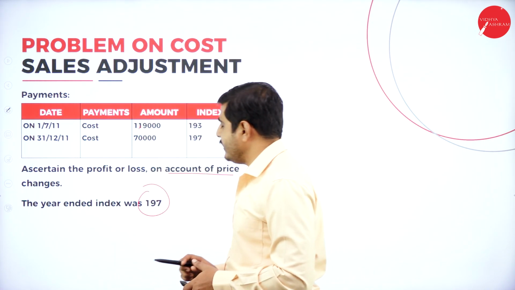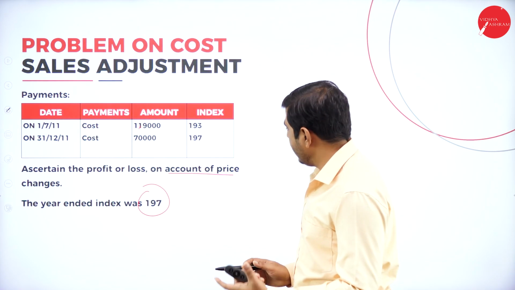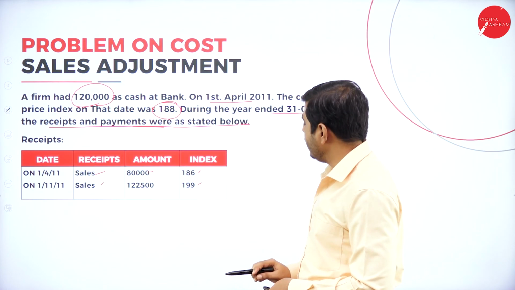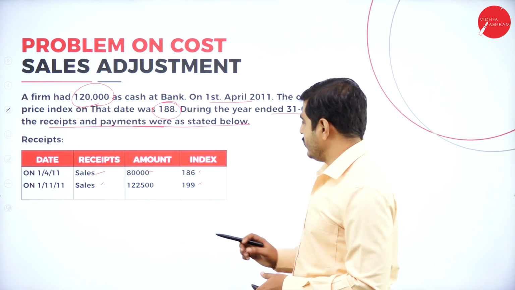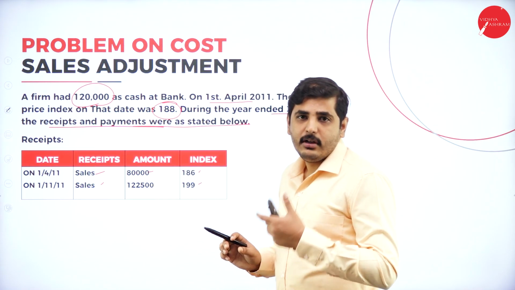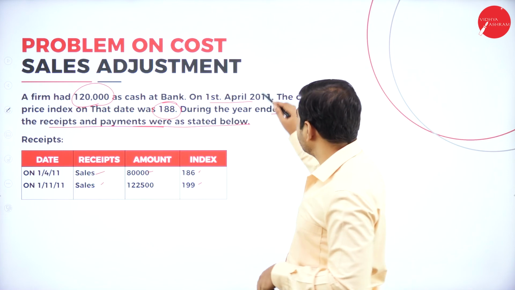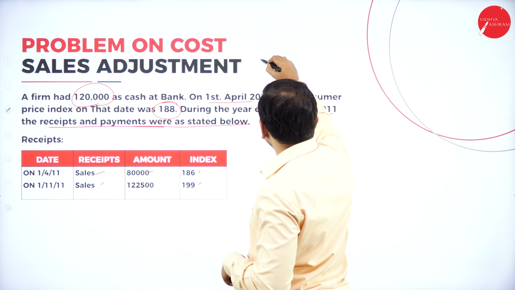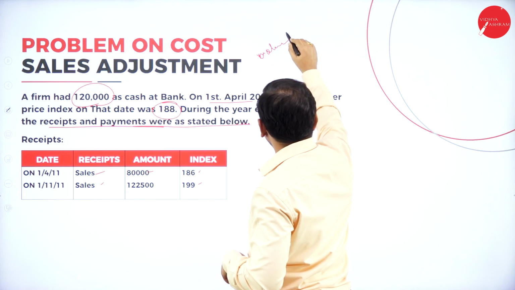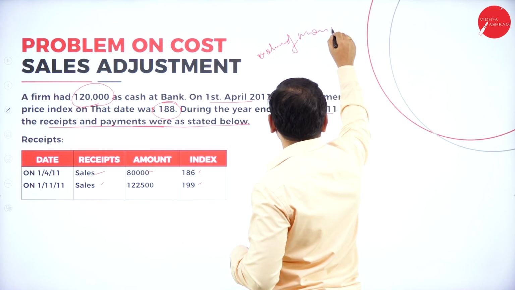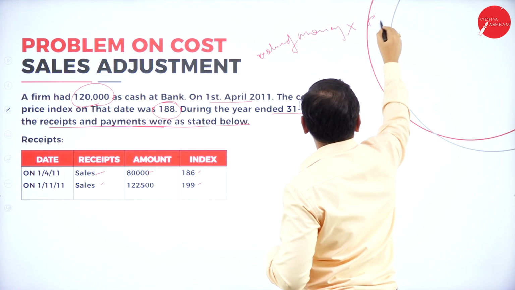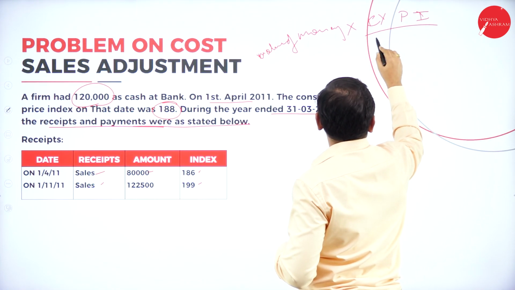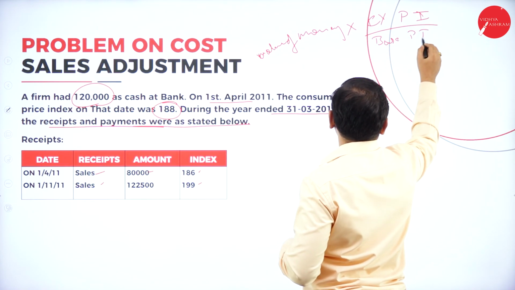The current year index is 197. The base year is 193, 197. Here also the base year is 186, 199. So what is the formula? The amount, or purchase price, or value of money, into current year price index divided by base year price index.